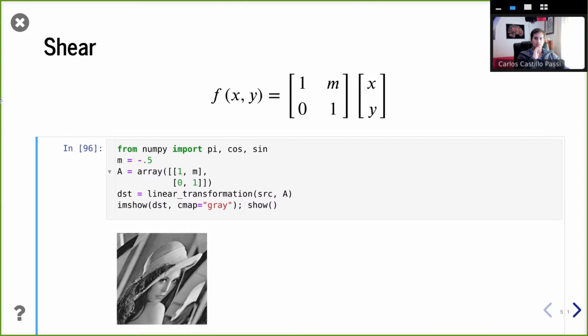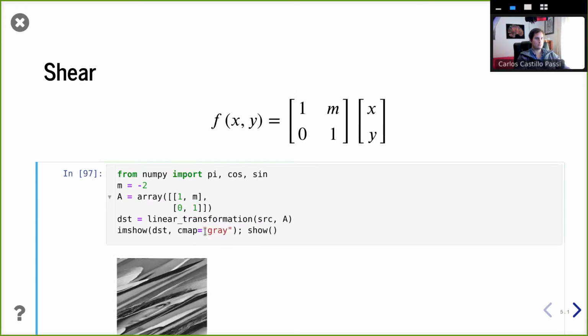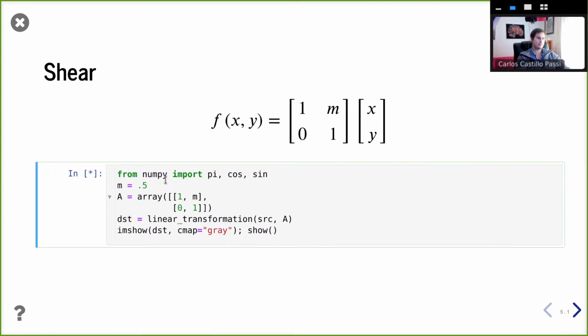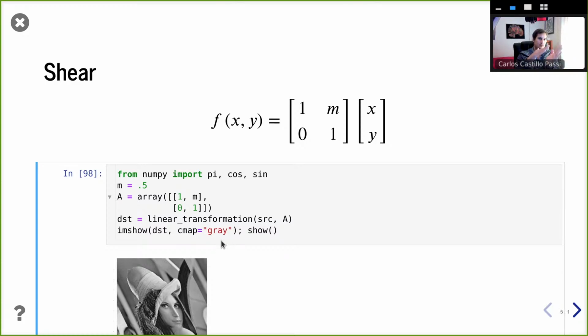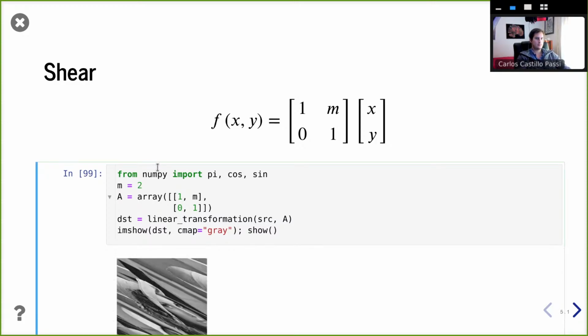And if you change the m variable, for example, if I do .5, it will be a little to the right. But if I put, for example, 2, it goes like a lot. If I do it to the other side, instead of going to the right, it will go to the left. And if I put 2 here, it will be a very big shearing to the left.